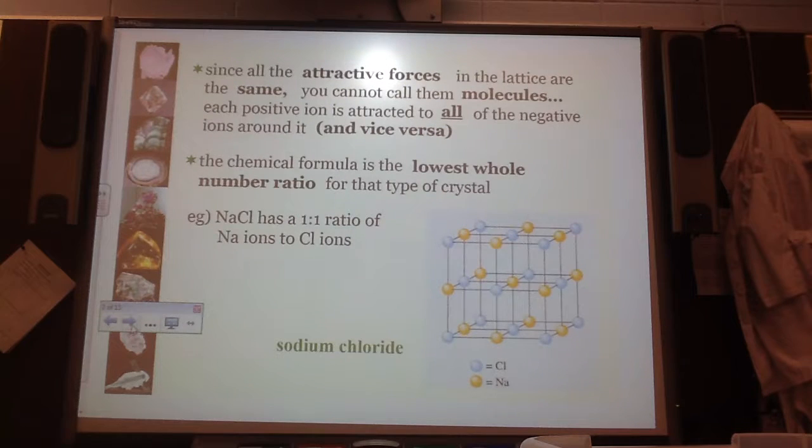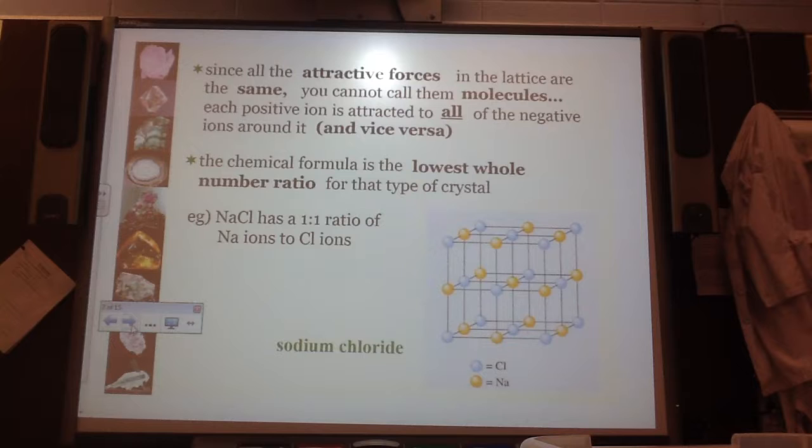Since all the attractive forces in the lattice are the same, you cannot call them molecules. Each positive ion is attracted to all of the negatives around it, and vice versa. So it's not like one sodium ion is specifically attracted to one chlorine ion. It has an attraction to all of the negative ions and all the positive ions.